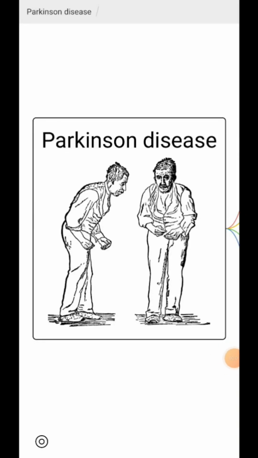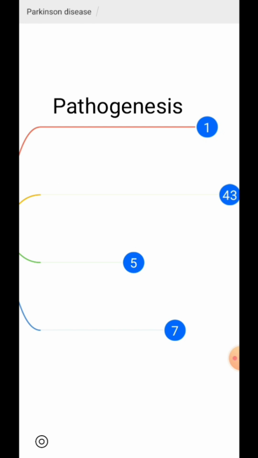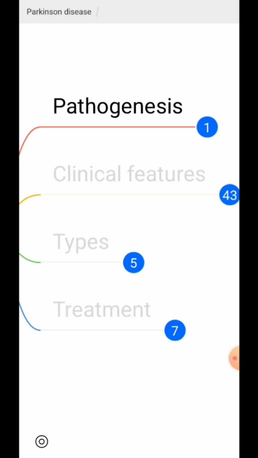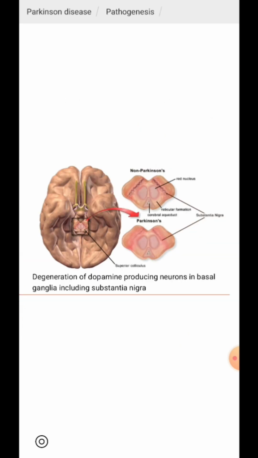In this video, you are going to recap Parkinson disease. We will look at the pathogenesis, clinical features, types, and treatment. Let's look at the pathogenesis of Parkinson disease.